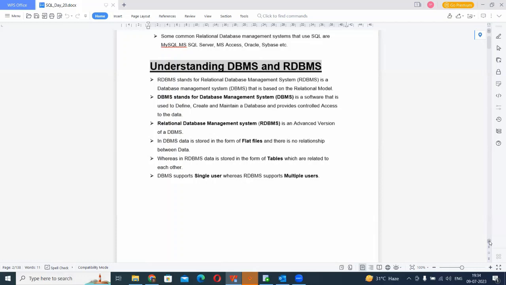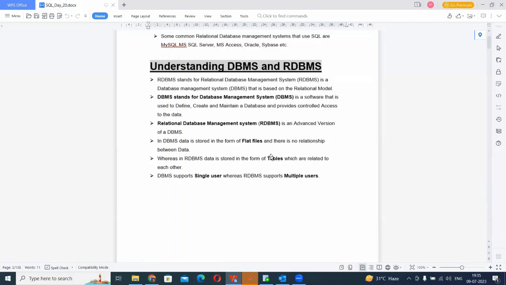If we have data in the form of tables, we call that an RDBMS, and DBMS, which stands for Database Management System, is used to define, create, and maintain a database, and it provides controlled access to the data. So guys, RDBMS stands for Relational Database Management System, whereas DBMS stands for Database Management System. In this DBMS, we have data in the form of flat files. DBMS is a basic model, but RDBMS is an advanced version of DBMS.